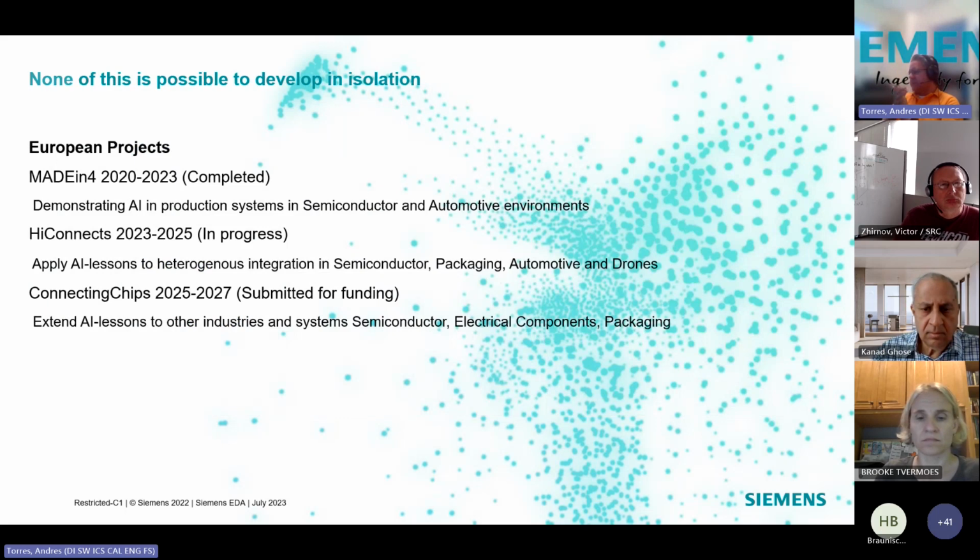Again, all of this is not possible by itself. We have 3 European projects. It would be amazing if we had something in the United States. Mating 4, that was a project that was completed. We demonstrated AI in production systems in semiconductor and automotive. High Connects, this is in progress. We're applying these AI lessons for heterogeneous integration in packaging and automotive and drones. And Connected Chips is a new one that was just submitted last week for funding, in which we are going to extend again those lessons for other industries, including in electrical components and packaging.